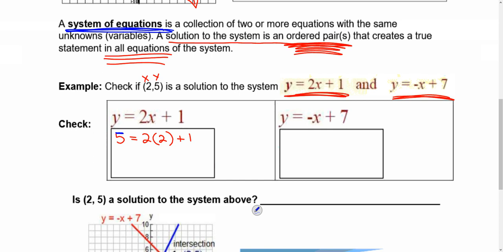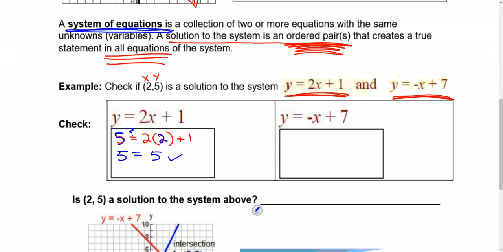So where the heck did this 5 and this 2 come from? It came from the point. So I just plug them in. And this is the question: are they really going to equal each other? So in this right side, if you type it all into your calculator, you get 4 plus 1, that's 5. So it works. Now at this point, you can't say that it's a solution yet though, because in order to be a solution to the system, it has to work in both. So now we got to check it in the other one.